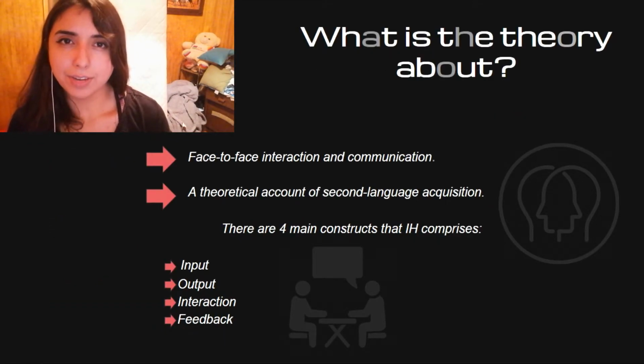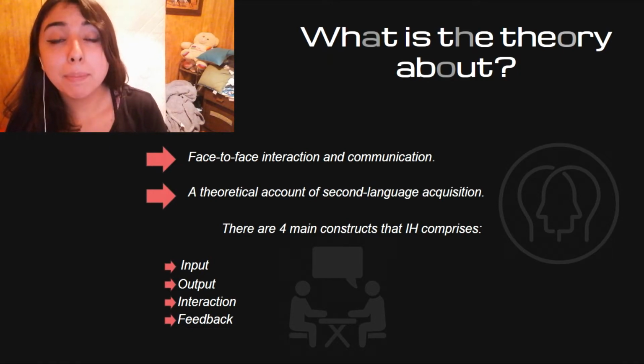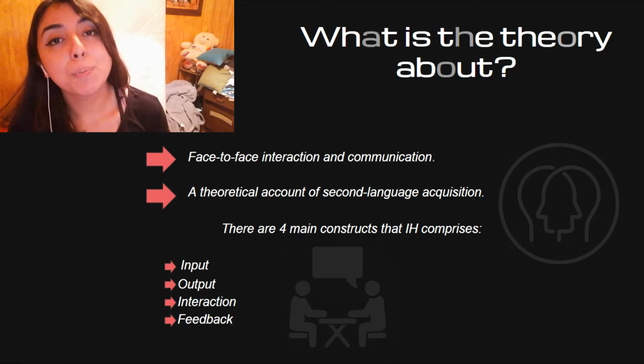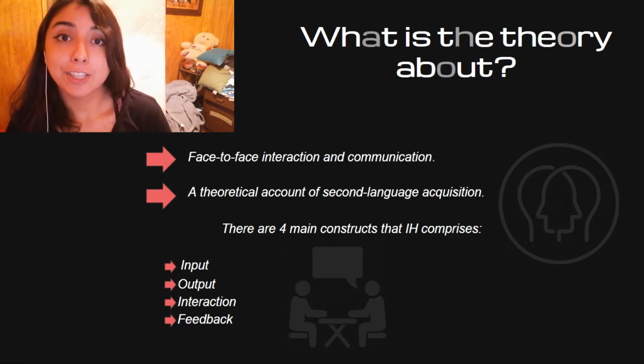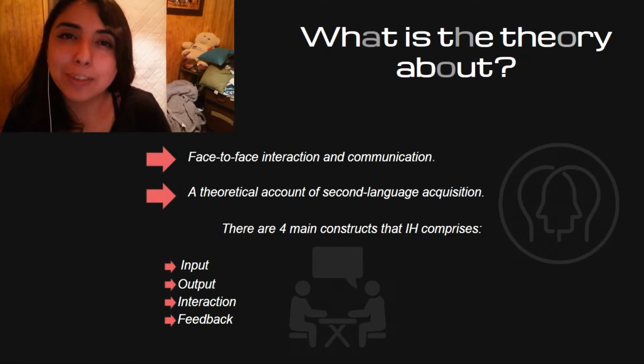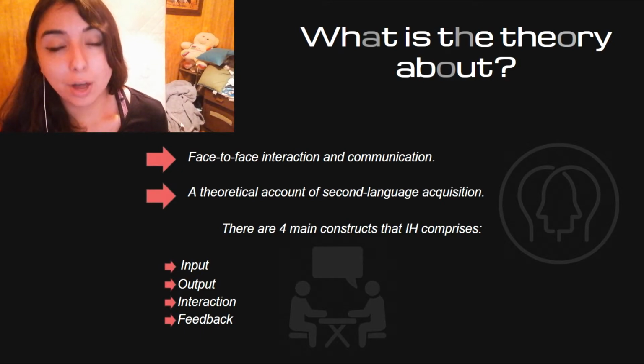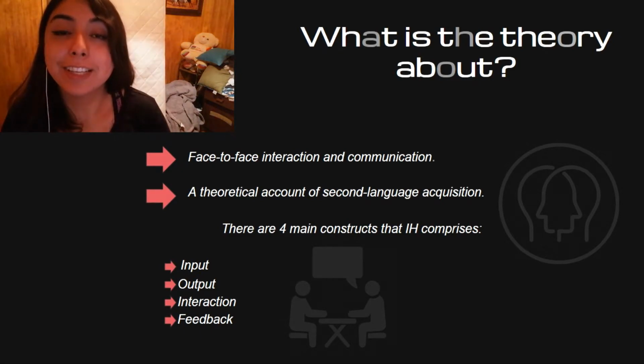So, what is the theory about? The interaction hypothesis is a theory of second language acquisition which states that the development of language proficiency is promoted by face-to-face interaction and communication. The interaction hypothesis is a simplified description of SLA, which tries to explain the influence of interaction in the language learning process. In fact, the interaction hypothesis sits in line with a social interactionist approach, which emphasizes the influence of the environment within which a learner is engaged.